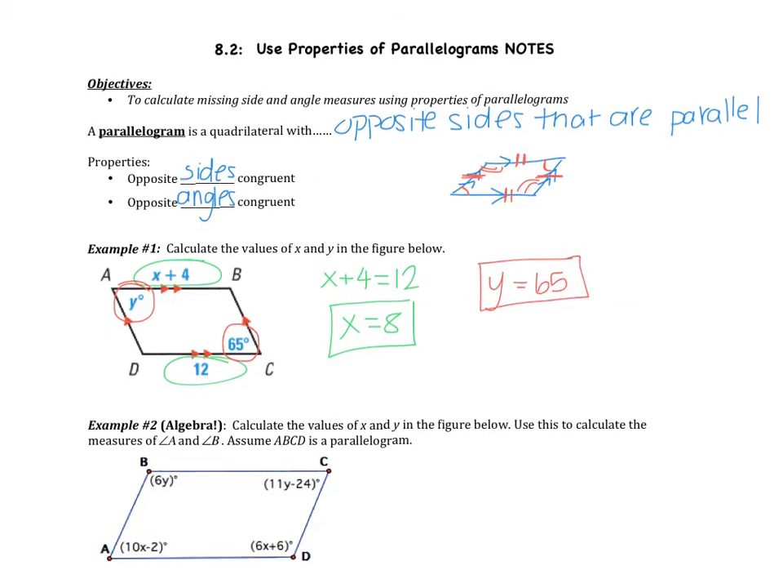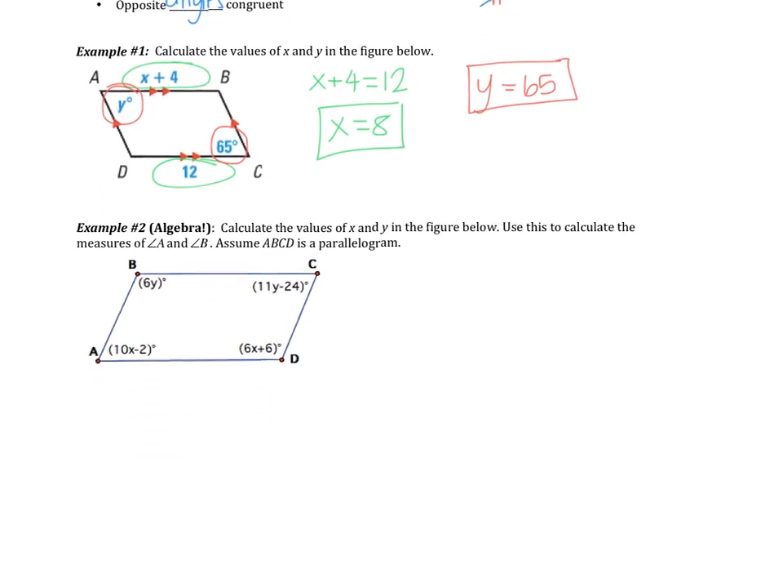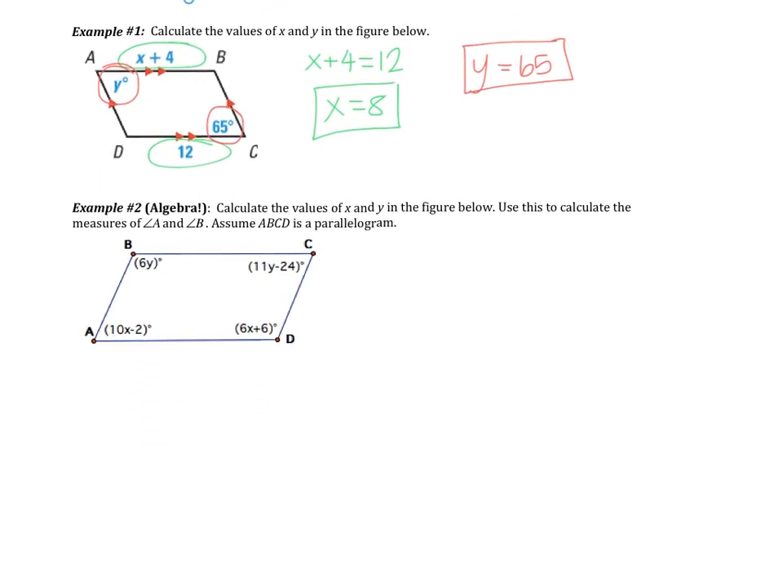Okay, moving on to the next one. Sometimes it gets a little more complicated. We're going to now calculate the values of x and y in the figure below. Use this to then, in the end, find the measure of angle A and angle B. Assume ABCD is a parallelogram. So when I'm told that, I'm right away going to put my parallel markings. And then I know all the opposite sides are congruent and that opposite angles are congruent.